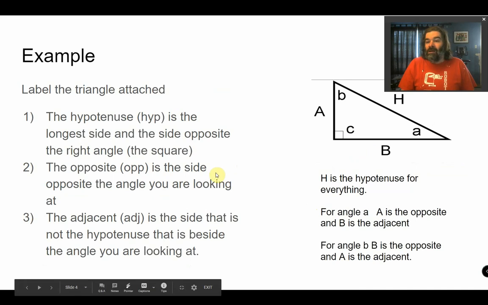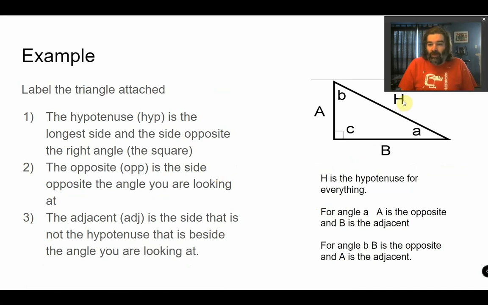For example, the first worksheet is labeling the triangles. Easy thing: the hypotenuse is always the side opposite the square, opposite the right angle. For the opposite, you have to look at the angle. So for example, H is the hypotenuse for everything. For angle A, side A would be the opposite, side B would be adjacent.